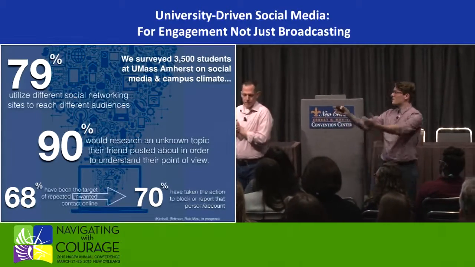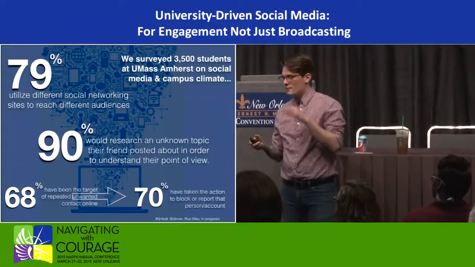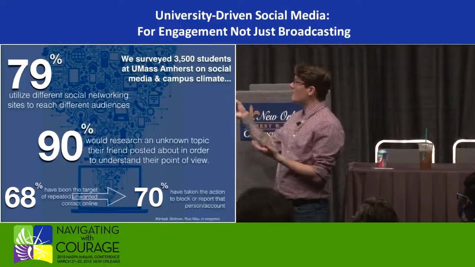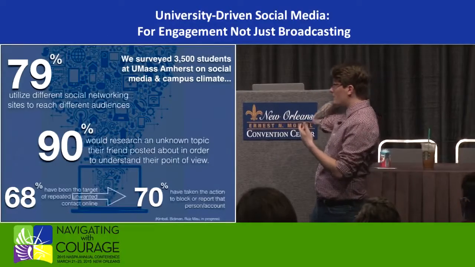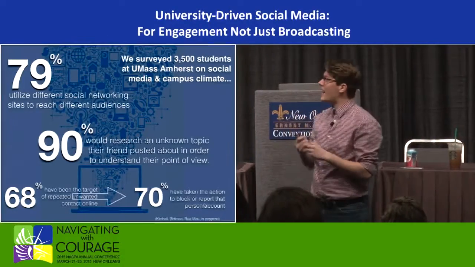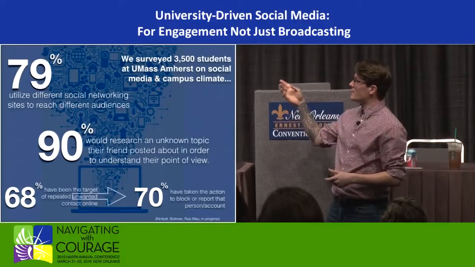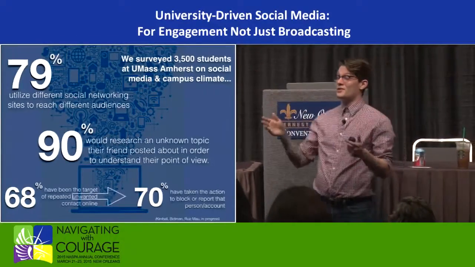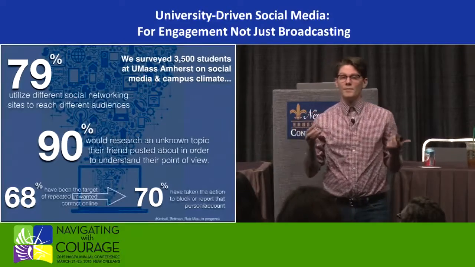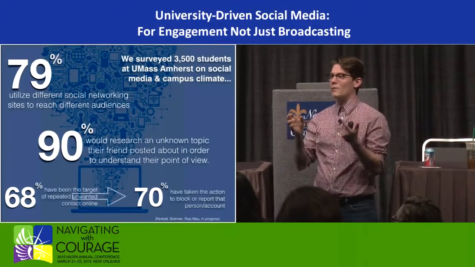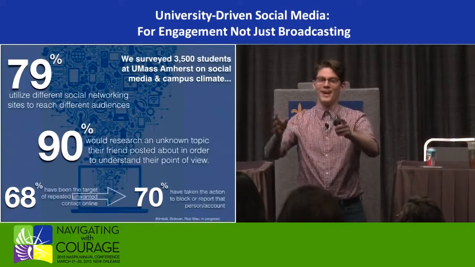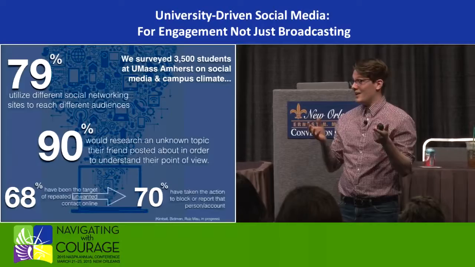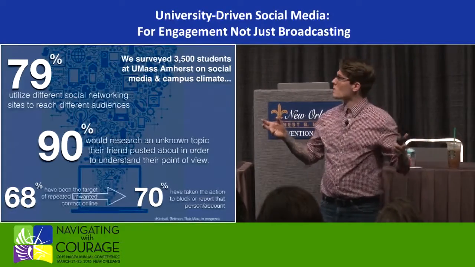And a little bit into some of the research that I'm looking into from a developmental standpoint. So some of the research that we've gotten so far from our survey at UMass Amherst is that 79% of students report that they utilize different social networking sites to reach different audiences. And so that really impacts our work and the way that we think about how we approach Facebook, how we approach Twitter, how we approach Instagram. It shows us that we really can't think of them all in the same way.